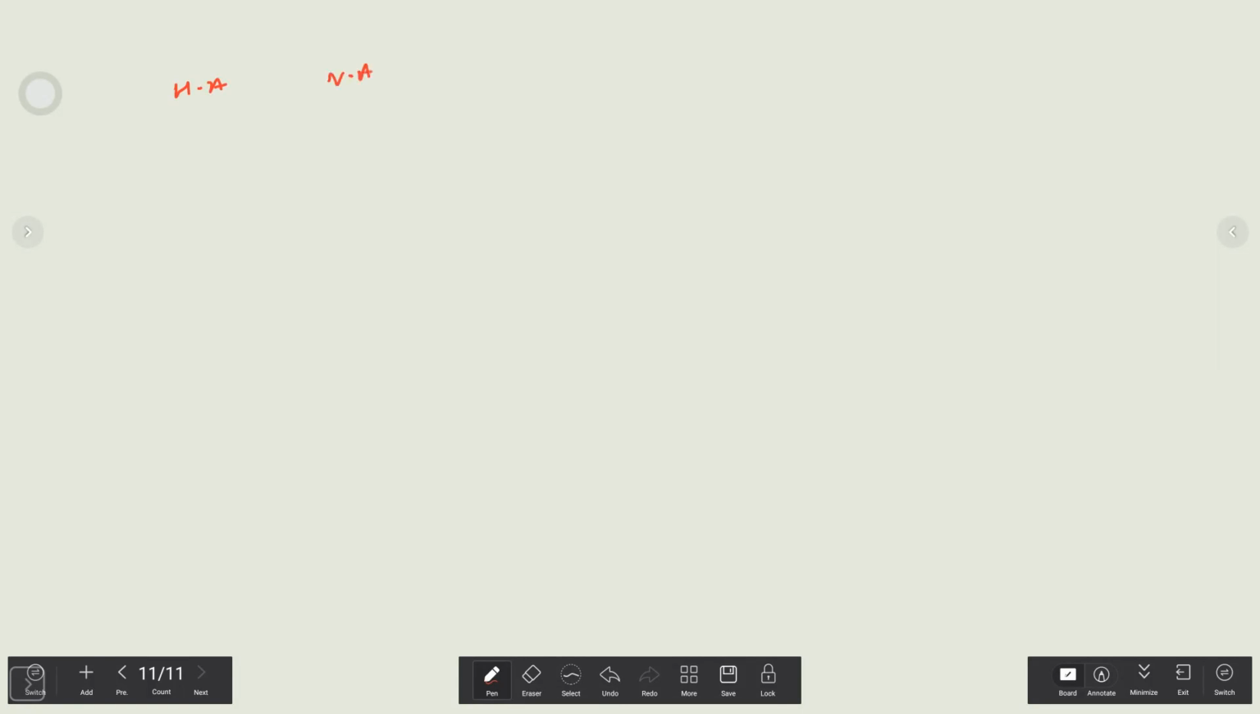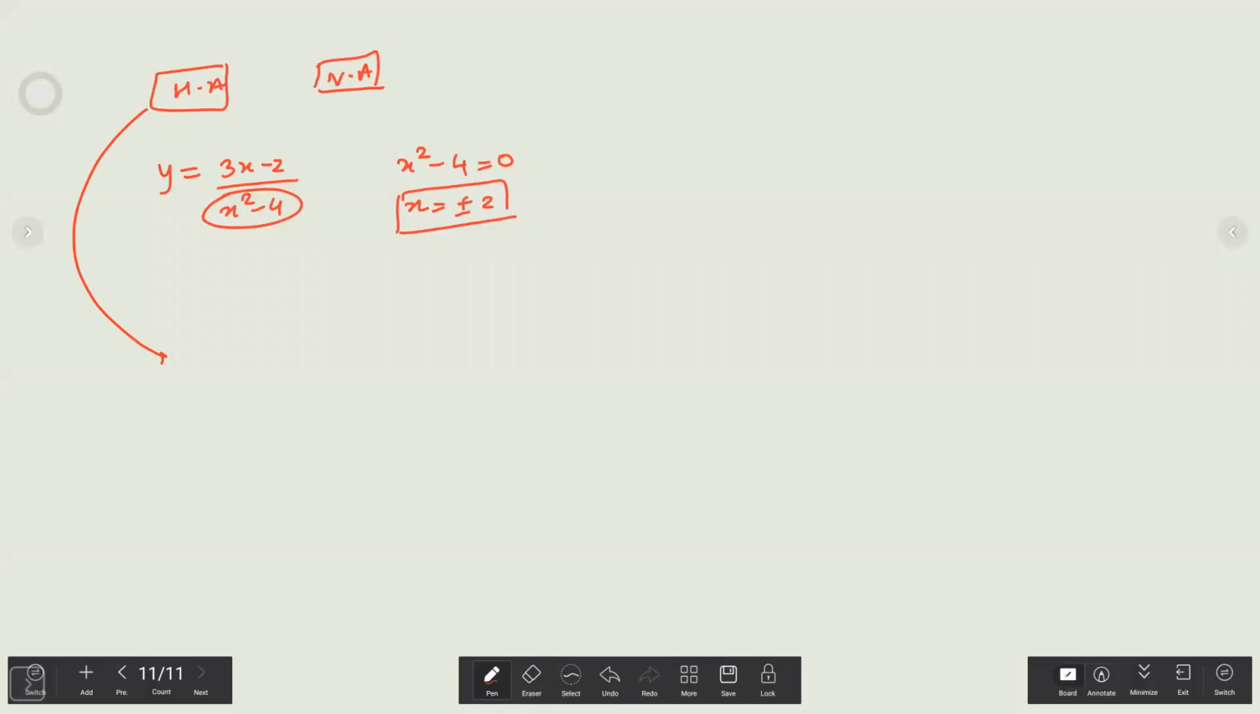asymptote key concepts. So now, when you're talking about vertical asymptote, let's say you've got y equals 3x minus 2 upon x squared minus 4. Now, for vertical asymptote, you equate the denominator straight away to 0. So if I equate x squared minus 4 to 0, I get the two vertical asymptotes. x is plus or minus 2. So when you're finding the vertical asymptote, you can find it by equating the denominator to 0.